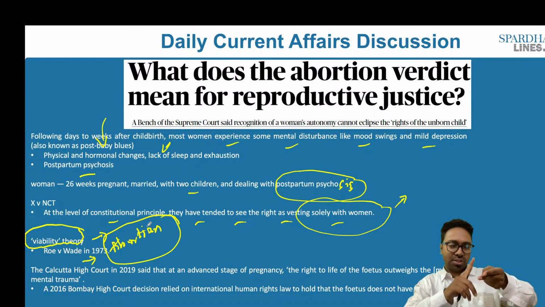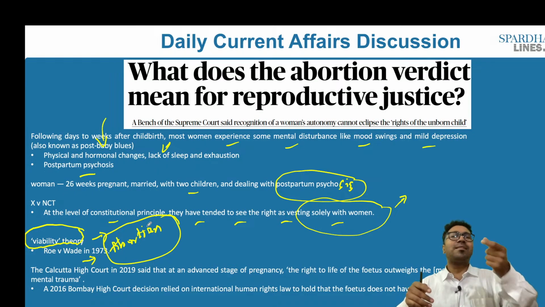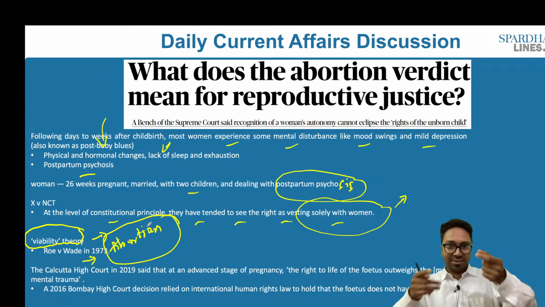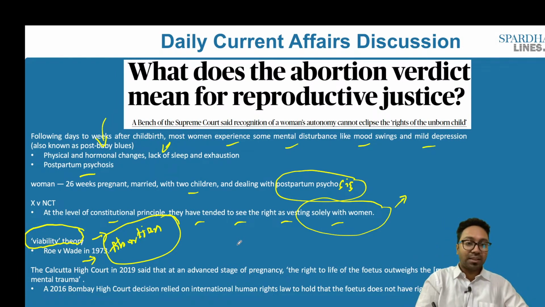The conflict is that we have the Supreme Court of India which has not given the permission, but what are the rights of the fetus? Does the fetus have an independent right? This is where we have a couple of judgments which are contradictory in nature. The Calcutta High Court in 2019 said that in an advanced stage of pregnancy, the right to life of the fetus outweighs the mother's mental trauma.